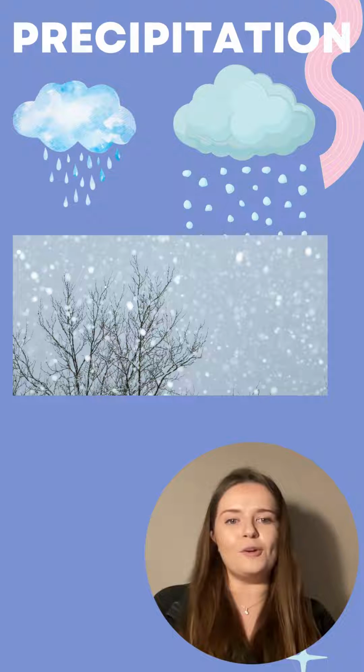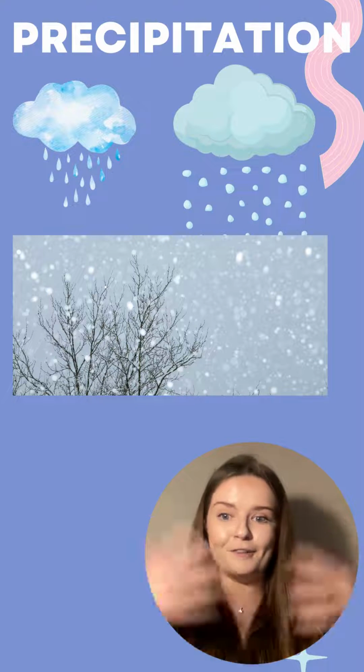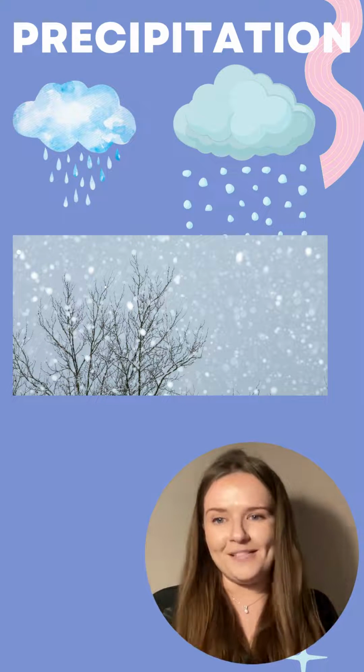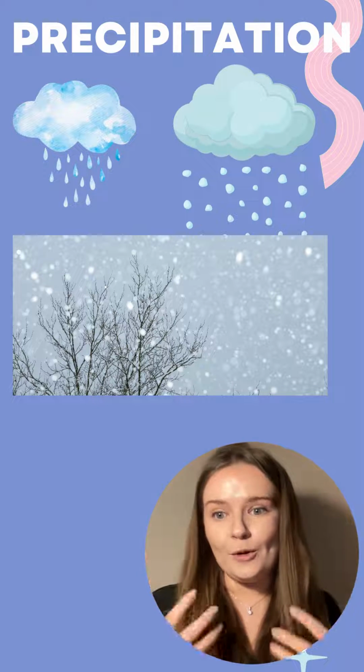And as more water droplets form, they begin to fuse together and become too heavy to remain up in the air. And this is when they fall as precipitation. Now we might see this as rain, hail, sleet, or snow.